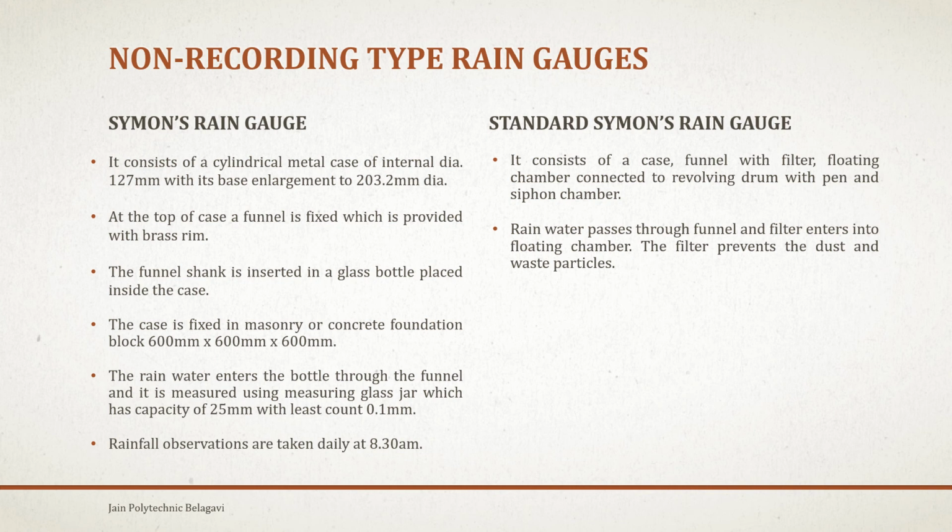The rainwater passes through the funnel and the filter, and enters into the floating chamber. The filter prevents the dust and the waste particles. Previously in the Siemens rain gauge, we didn't have any type of filter. Because of that, we used to get some dust particles, and because of that, the reading was varying. Here we have some filter material, and we discard those dust particles, and we can get the exact value of rainfall.